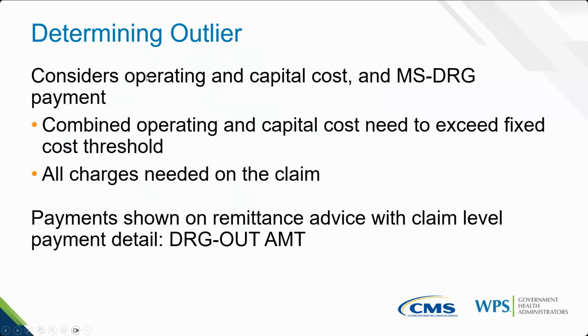So the first thing is, in determining your outlier, before we get into all these visuals, you have to start with the operating and capital costs, right? What counts in all of these different costs, which is why a non-utilization day doesn't count into that, because you don't have any costs for that day. They may not be there. Okay. Then you also have to look at the MSDRG payment. How much are you getting based on the costs and then the days that go together? So combining operating costs and capital costs needs to exceed the fixed cost threshold.